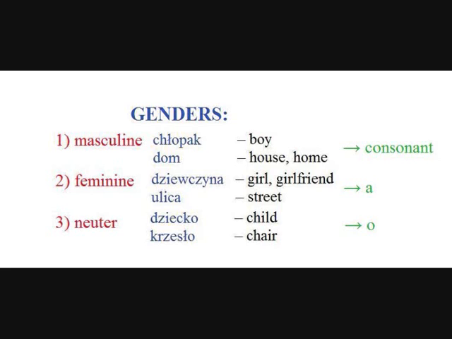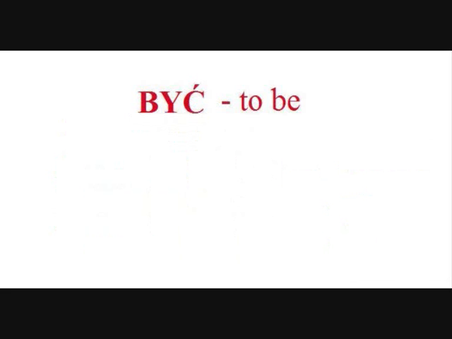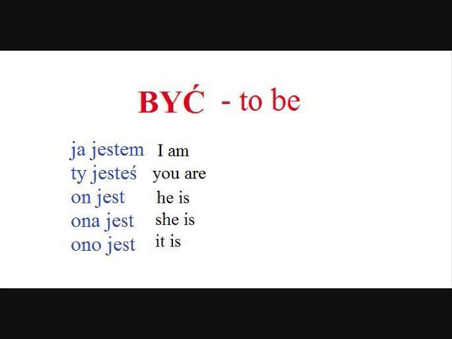Let's get back to our nominativo. There's a perfect verb that suits our Polish case, nominativo. This is the verb to be, in Polish, być. How to conjugate this verb? Here you are. Ja jestem, I am. Ty jesteś, you are. On jest, he is. Ona jest, she is. Ono jest, it is.